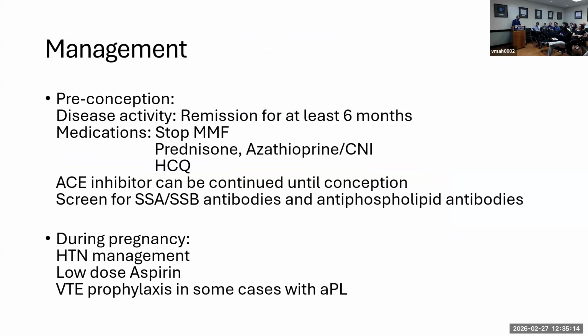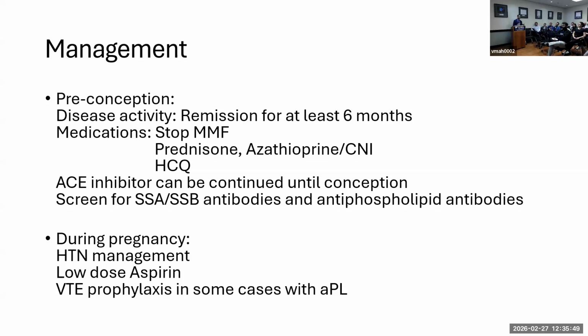So management, as I mentioned earlier, you want remission for at least 6 months. You want to stop MMF. Your immunosuppression of choice is going to be prednisone, azathioprine, and CNI. There's a lot of evidence out there that hydroxychloroquine is also protective. As I mentioned earlier, your ACE inhibitor can be continued until conception, and you want to screen for SSA, SSB antibodies because of the risk of neonatal heart block, and as well your antiphospholipid antibodies, which we just described is a negative prognostic marker.